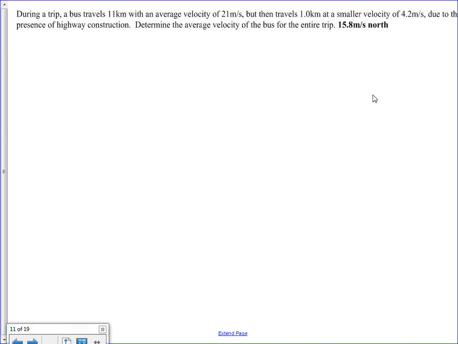The issue with this question is it doesn't give you the times. You have to find them first. All right, so here's what we do. We start out by separating it into the 2 parts and writing down our givens. In part 1, the distance traveled is 11,000 meters. I'm going to convert it to meters right away because my speeds are given to me in meters per second. I can't use kilometers and meters per second because that's apples and oranges. So I'm going to make my units for distance match the units in my speeds. The speed for part 1 is 21 meters per second.